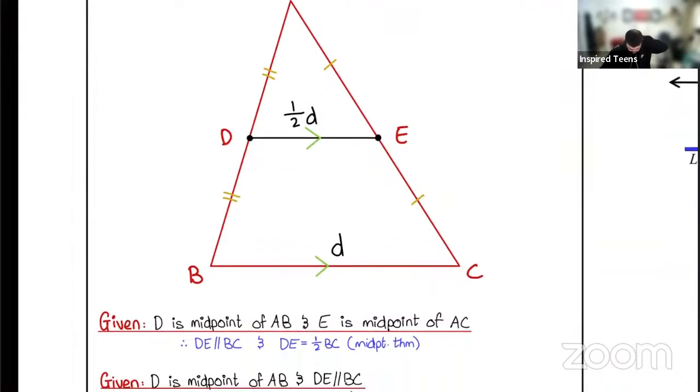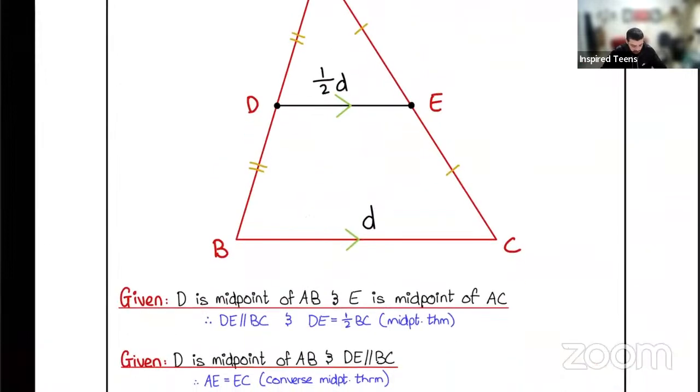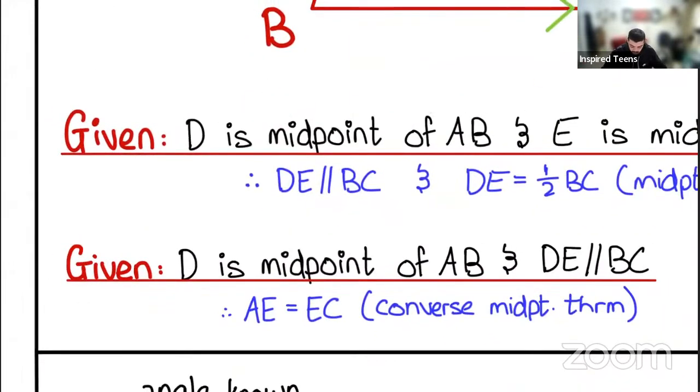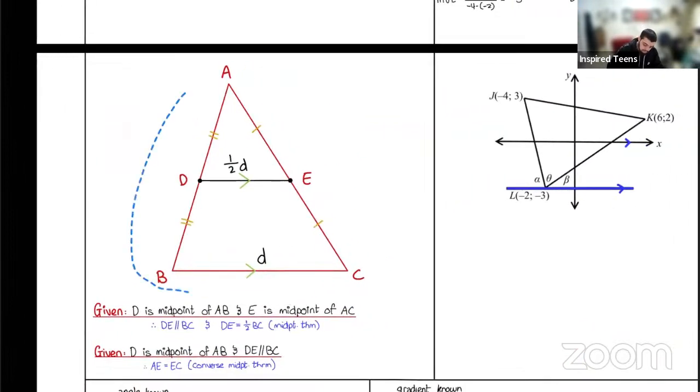Okay, and your reason, as you can see, for both of these, depending on the question, obviously, would be midpoint theorem. However, if it is given that D is the midpoint of AB and DE is parallel to BC, so let's do this.